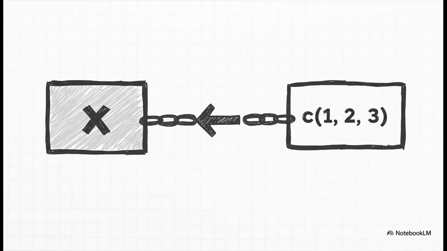So if we want to get the lingo just right, we're not really naming an object. What we're doing is creating a binding. That little arrow, the less-than sign with a dash, its whole job is to create a connection, a link, from the name on the left to the value on the right. The value itself doesn't even have a name. It's just sitting there in memory, completely anonymous.